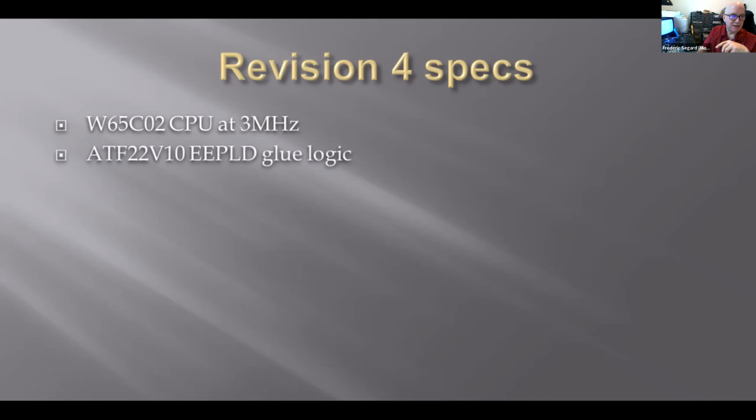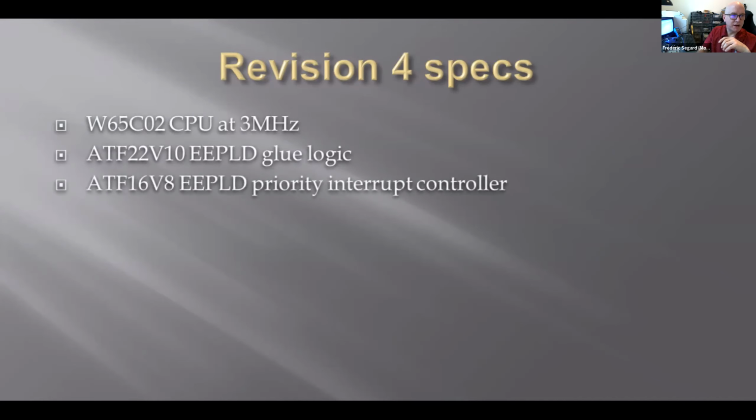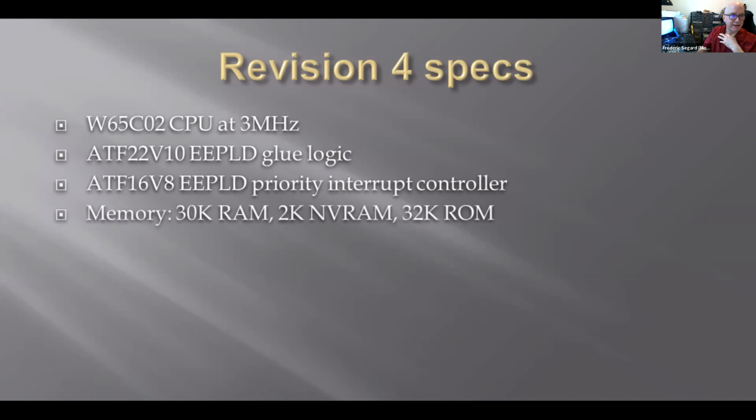The glue logic is all EEPLD based. I also have a priority interrupt controller made with another EEPLD. I got 30K of RAM, which is actually a 32K module, but I had to segment it so I could make room for the 2K of non-volatile RAM, which is actually also a real-time clock, 32K of ROM. I've got 2 ACIAs, which are the serial ports, one configured as data terminal equipment, and the other one as data communication equipment.